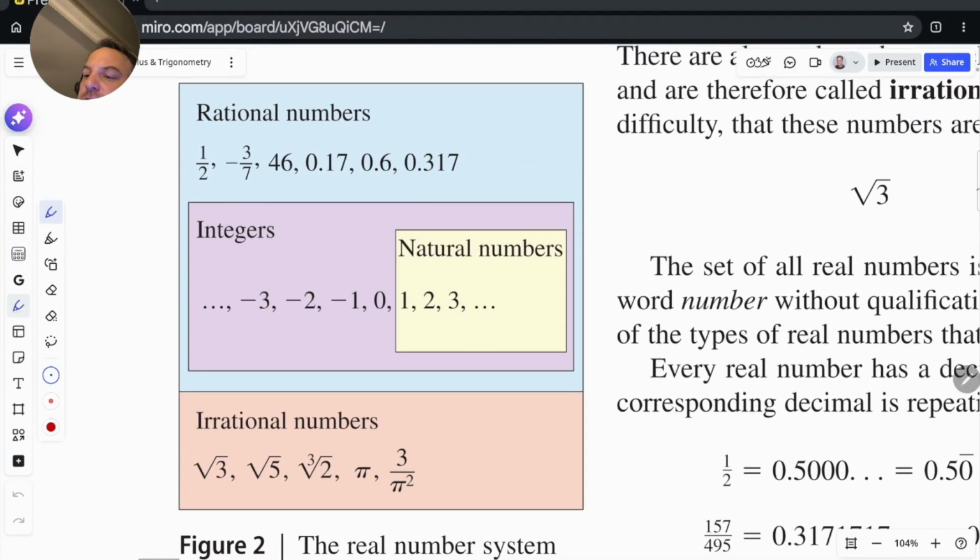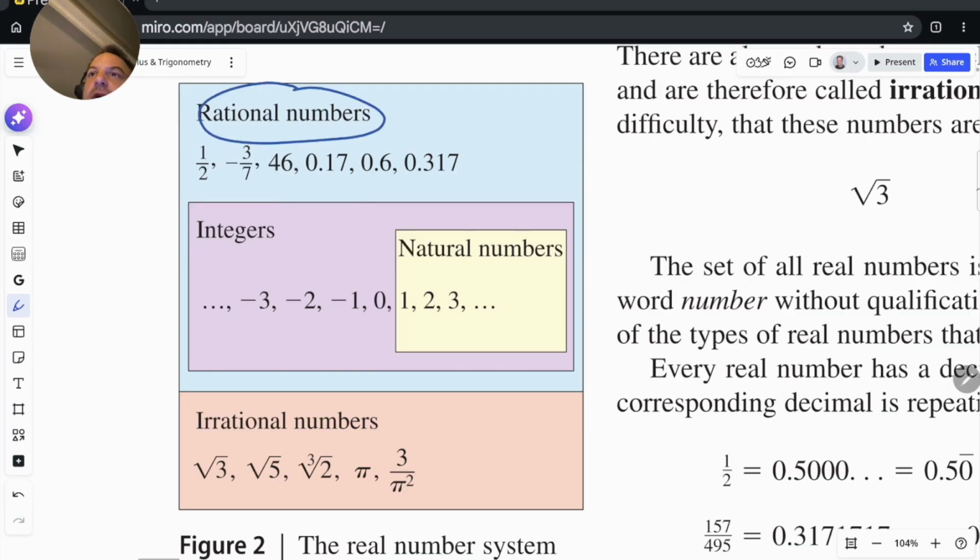So natural numbers are the counting numbers: 1, 2, 3, 4, 5, for example. They do not include 0. Whole numbers are natural numbers plus 0: 0, 1, 2, 3, 4, for example. Integers are all whole numbers and their negatives. So -3, -2, -1, 0, 1, 2, 3, for example.